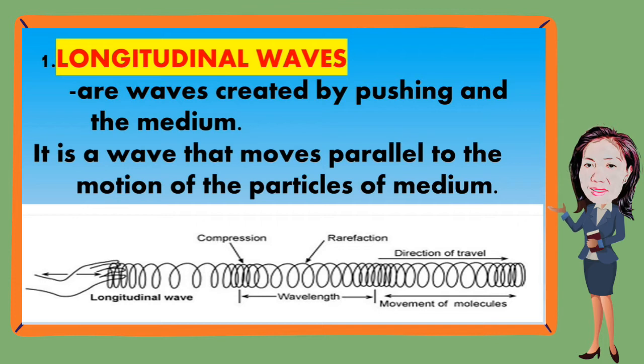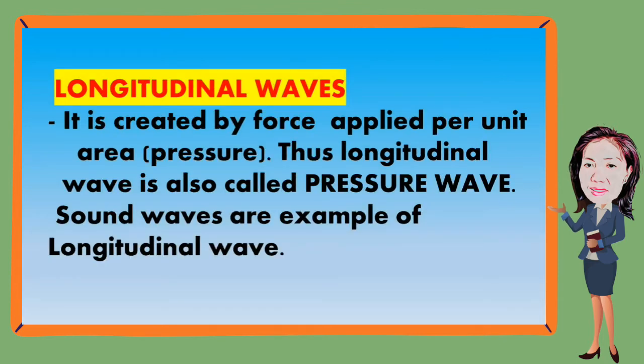Okay, so what is the movement of this wave? The movement of this wave is back and forth, and it is parallel to the applied force. So the applied force is pushing and pulling. So they are parallel. The movement also is the same, parallel to the applied force. And the longitudinal wave is created by a force applied. So sinabi na niyo ito kanina. So therefore, longitudinal wave is also called a pressure wave.